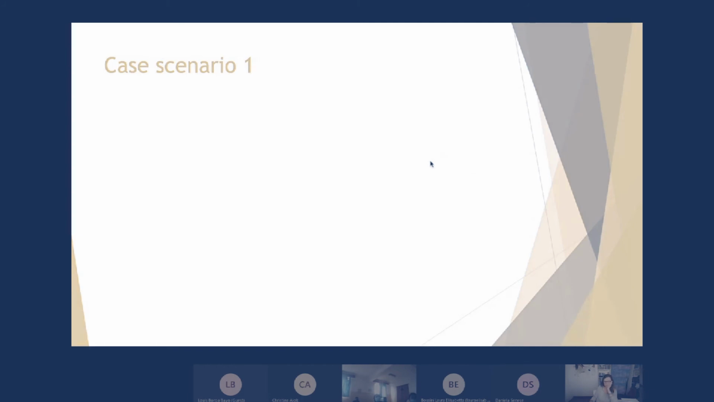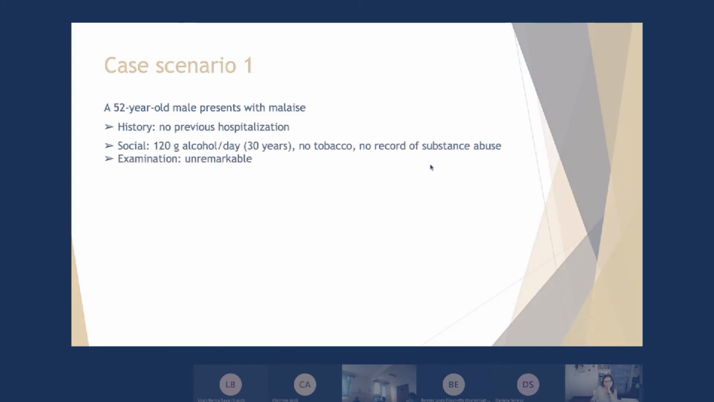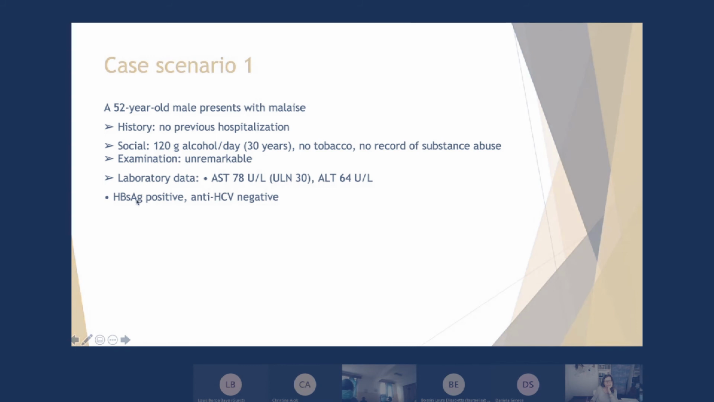To use. The first one talks about a male who has malaise and no history of hospitalization, and someone who drinks a lot of alcohol, doesn't smoke, doesn't have drug abuse. What do we search for? We do a liver function test and we find high AST, a positivity for HBV antigen, and then what are we talking about? What test would we do next? This is, of course, related to the HBV protocol we saw last time.